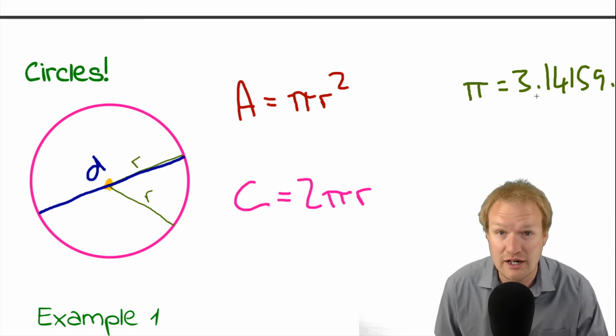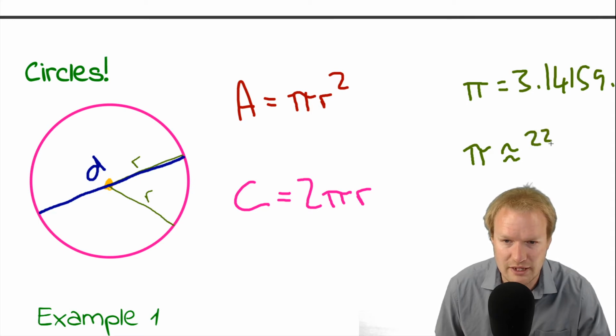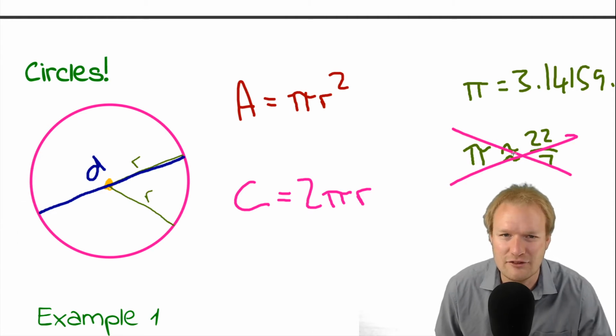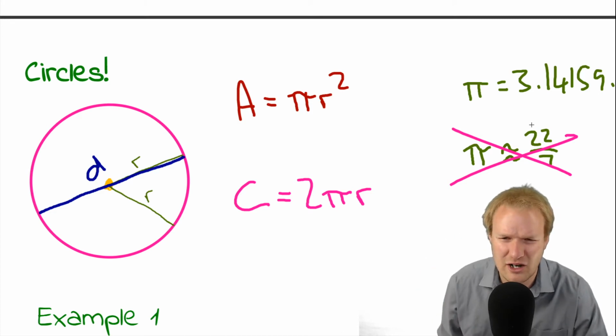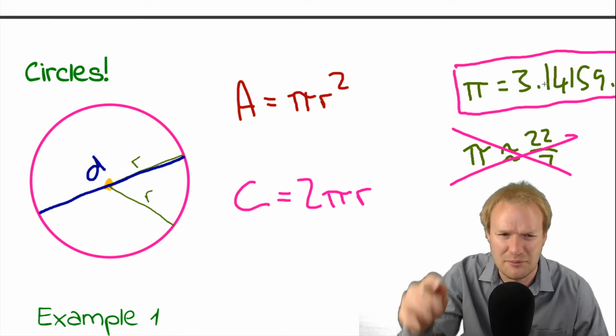There's no way to write this as a fraction. So if in junior school you used this idea of pi being approximately equal to 22/7, that was just to make your calculations easier, and you can forget that idea for now, because that's just an approximation. It's kind of close, but it's not what pi is. Pi is this long number, but it's around about 3 comma something.